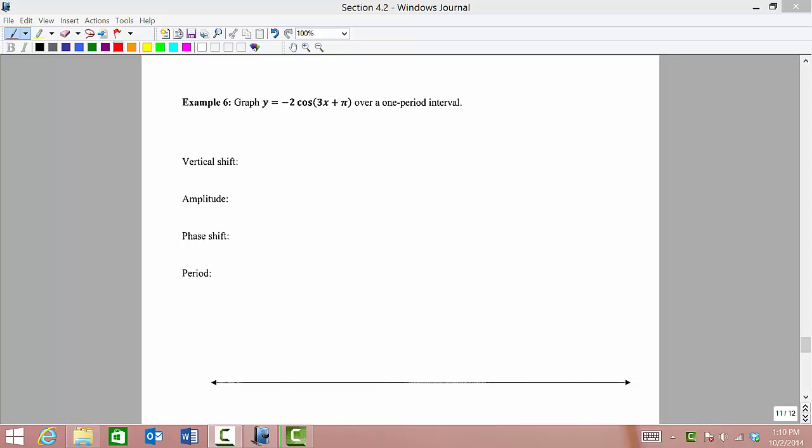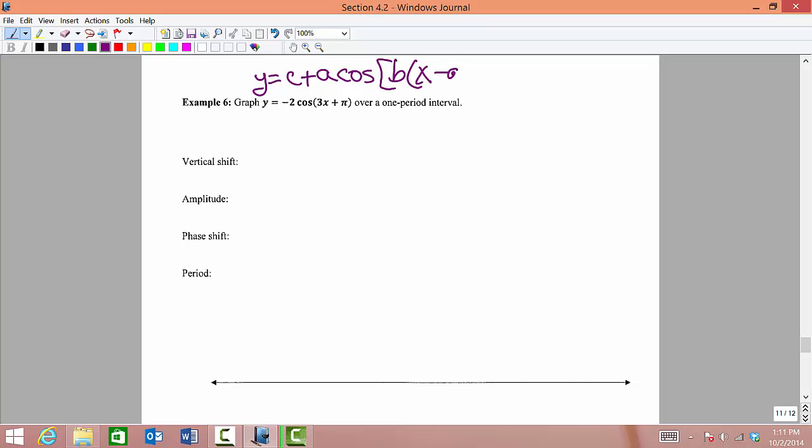For example 6, we need to be a little bit careful about the input of our function. With the input, let's compare this to the general form, y equals c plus a times cosine of the bracket b x minus d. We notice that we do not have a vertical shift, so we want to be careful there. The 2 is being multiplied times the front of the function, and that affects the amplitude, not the vertical shift. So there's no vertical shift.